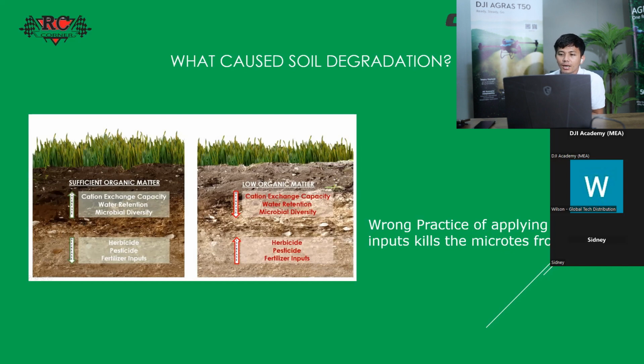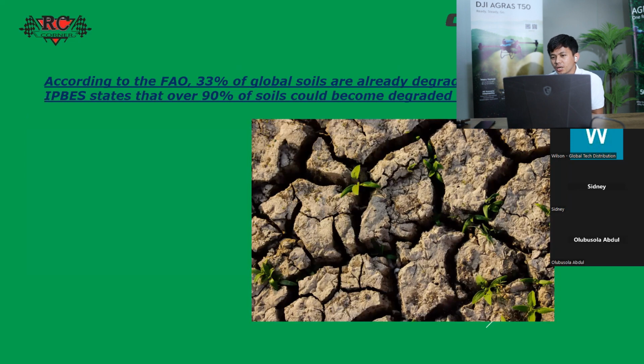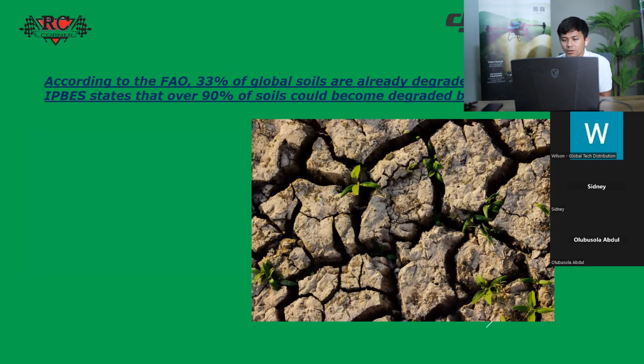So fundamentally, the wrong practice can kill the microbes in our soil. As we see now, this is what is happening everywhere. It's not just in Africa. This picture is from the FAO research in Africa.